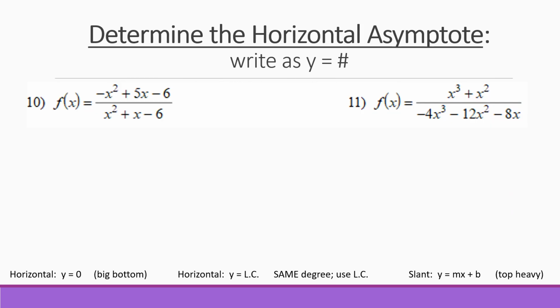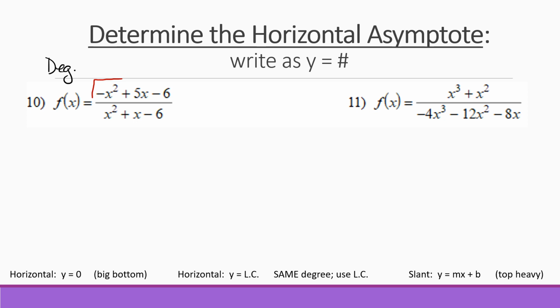Okay, determining if it's a slant asymptote or a horizontal asymptote. The first thing I want to do is check the degree. So I'm looking at the terms with the biggest exponents. Typically, they're going to be written in numerical order for you. So f of x is negative x squared plus 5x minus 6 over x squared plus x minus 6.